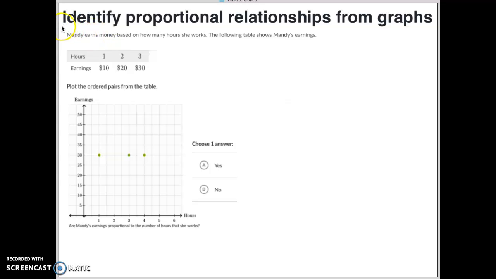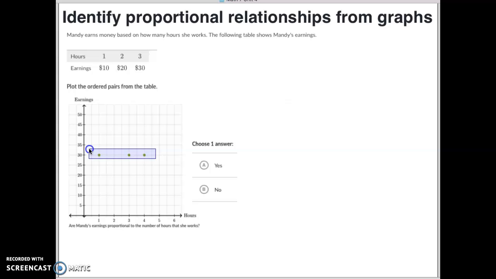Mandy has earnings based on the money she works. So we've charted that right here. For 1 hour of work, she makes 10 bucks. For 2 hours of work, she makes 20 bucks. For 3 hours of work, she makes 30 bucks. They then gave us a graph, and you'll notice that these points up here, right here, are not graphed correctly.